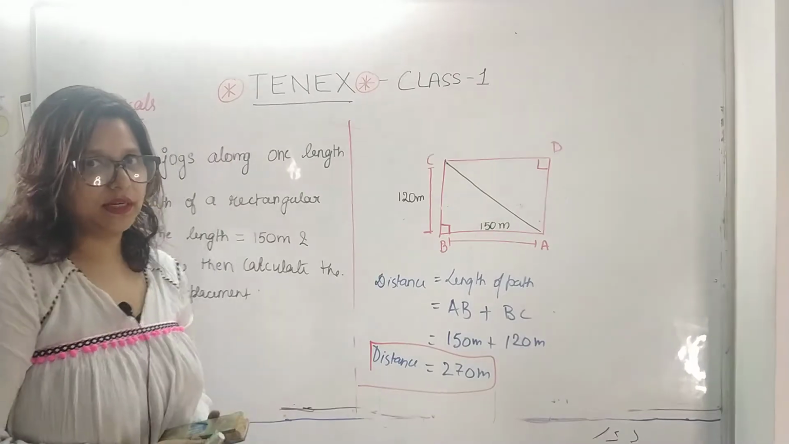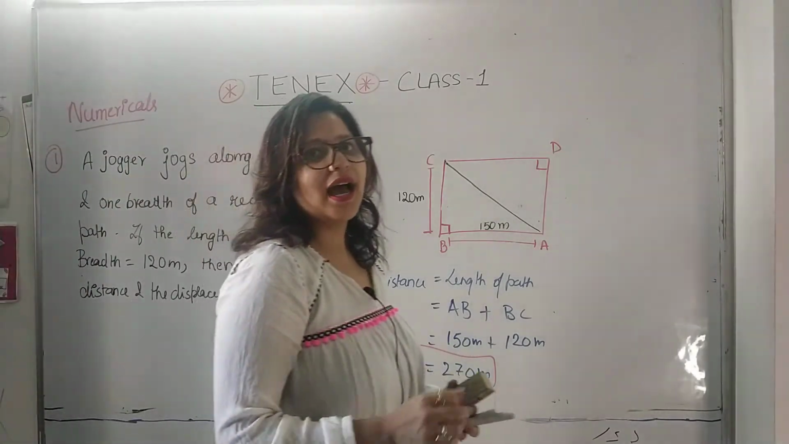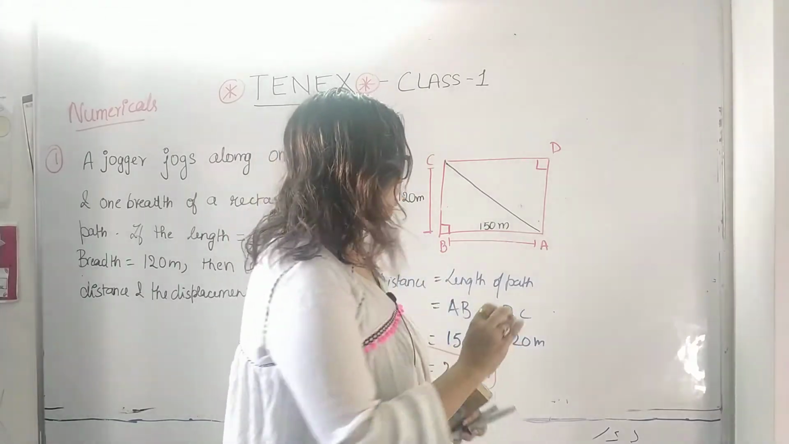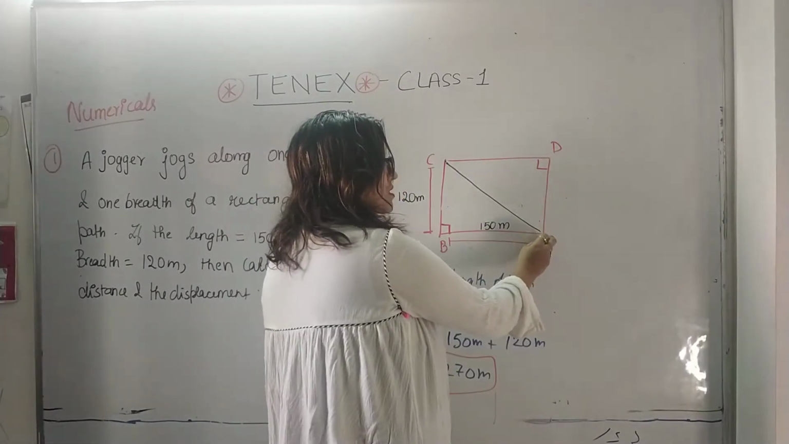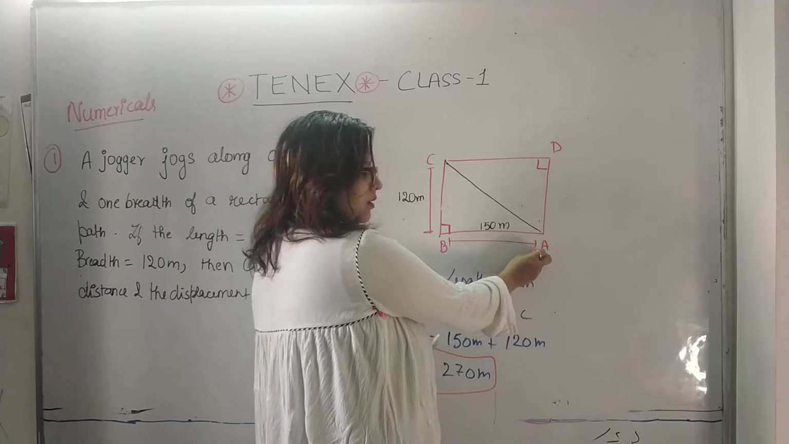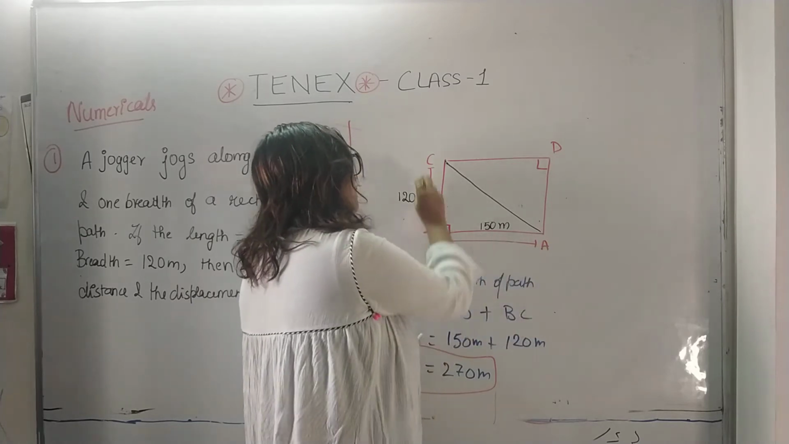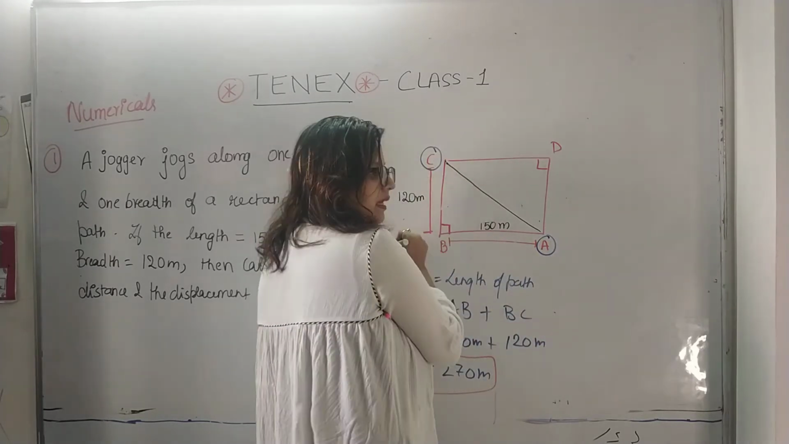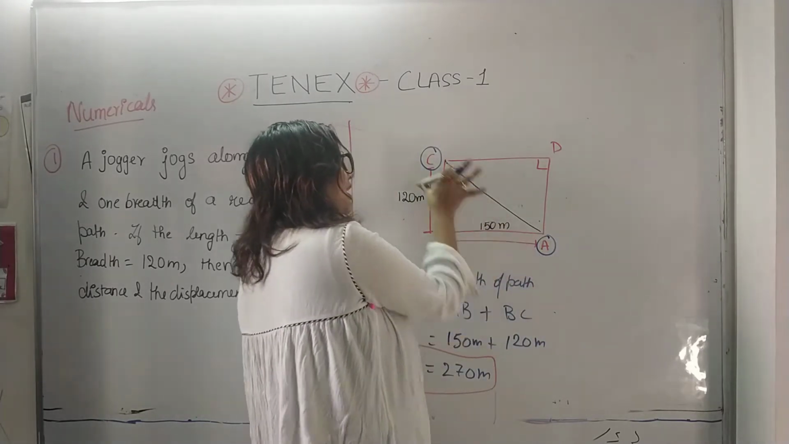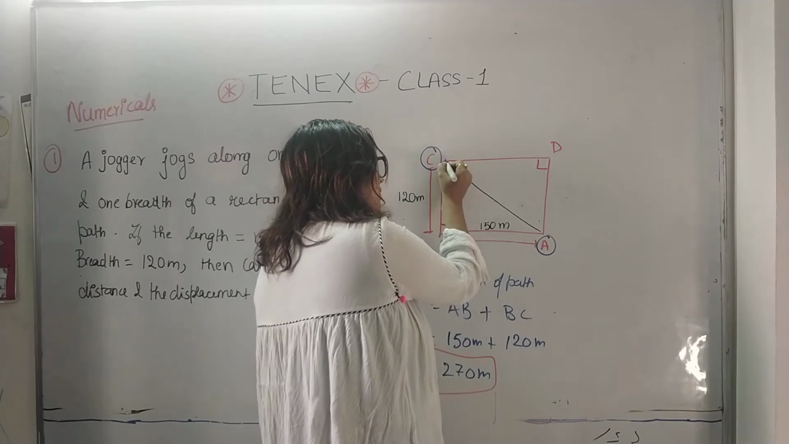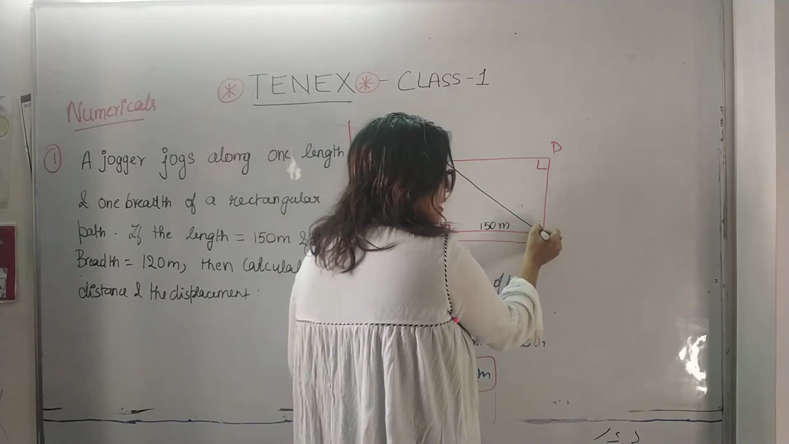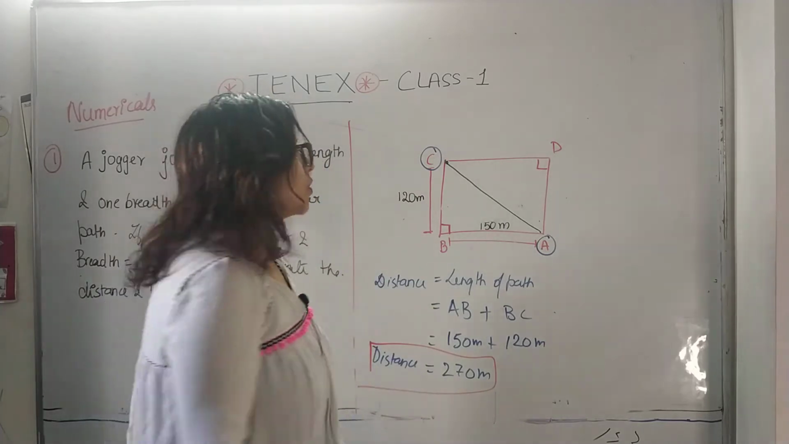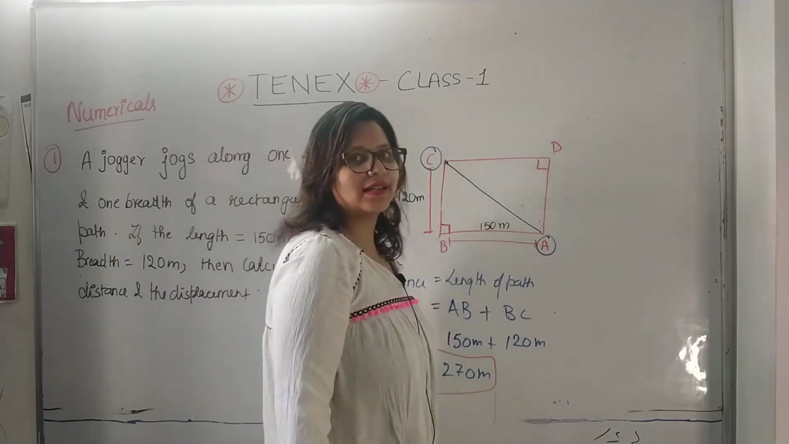Now displacement. In order to calculate the displacement, I need to draw a line between the final position and the initial position. Guys, let us say that the jogger started from point A, okay, and then he moved to B and then to C. So the initial position is A and the final position is C. What is the shortest distance between A and C? The shortest distance between A and C is, let's connect this line. So actually it is the diagonal of this rectangle.